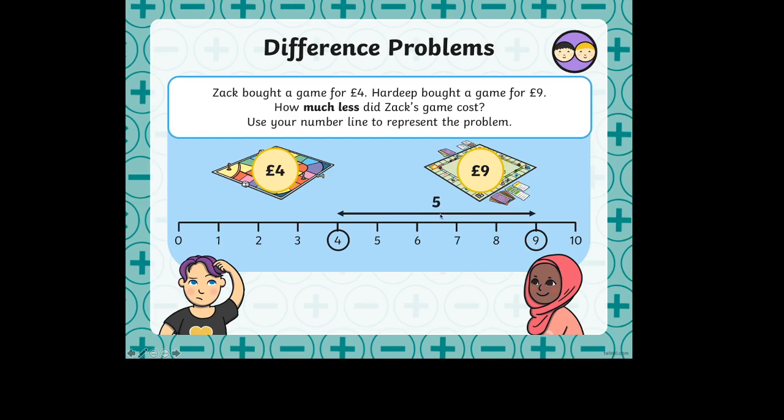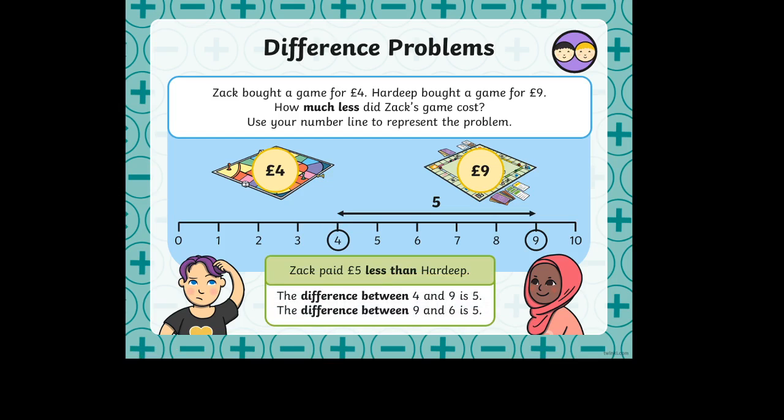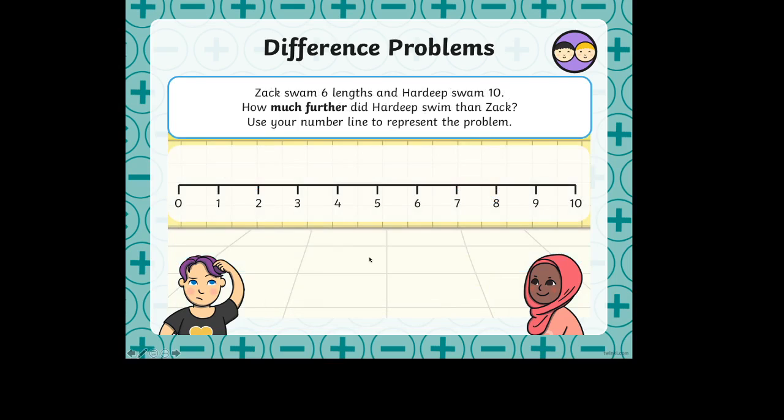So it is 5. Let's just check that by counting back. 1, 2, 3, 4, 5. So the difference is 5. Zach paid £5 less than Hardeep. So the difference between 4 and 9 is 5. The difference between 9, that should be 4. Not 9 and 6, it should be 4 there. The PowerPoint has made a mistake.